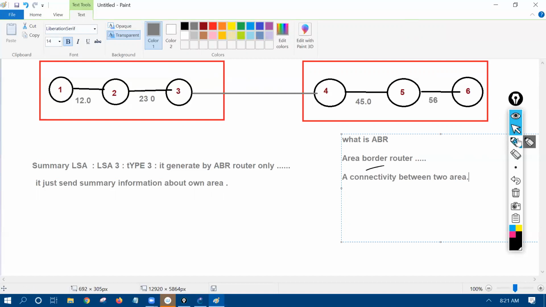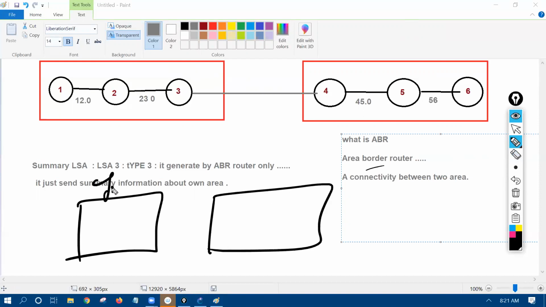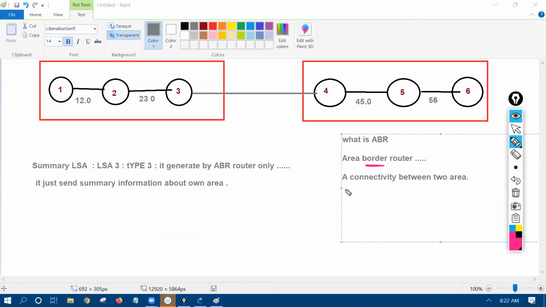Border means what? For example, this is India and this is Bhutan, right? So this Calcutta will become the border of these two countries. That's the meaning of border. Border means a connectivity that provides the connectivity between two different countries, two different cities. Same thing: a connectivity between the two areas.